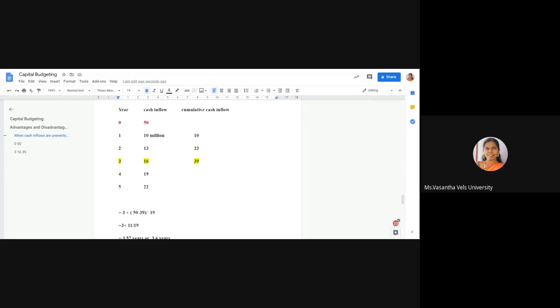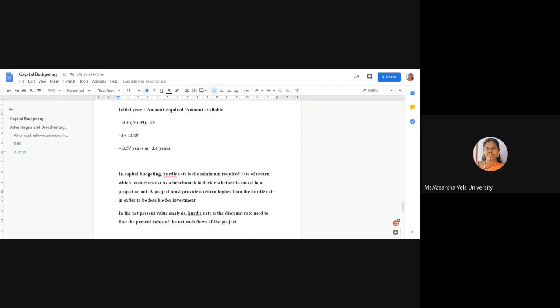The year plus how much is required. Initial year, if you want, you can write it. Initial year, we have to frame it on our own. Initial year plus amount required divided by amount available. Did you understand? Shall we do one more problem?